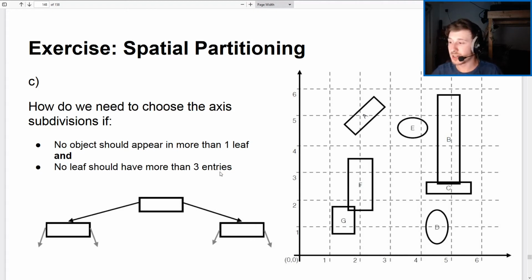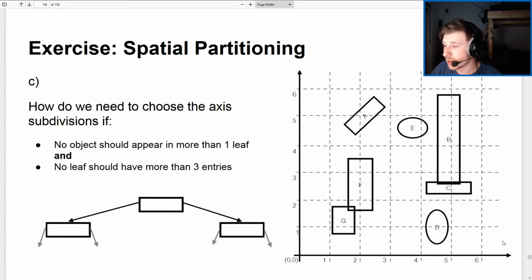Okay, for that we basically have to, for the first, no object should appear in more than one leaf. For that we have to draw partitionings that don't intersect anything. As soon as we intersect anything with a line, we have one object in more than one leaf. So the only way to really do this is, let's start with the X because it's easier. I think it's the only actually possible one, because it's the only one that goes straight through. If you have to pick the first one, just draw a line straight through from the beginning to the end and see if it fits.